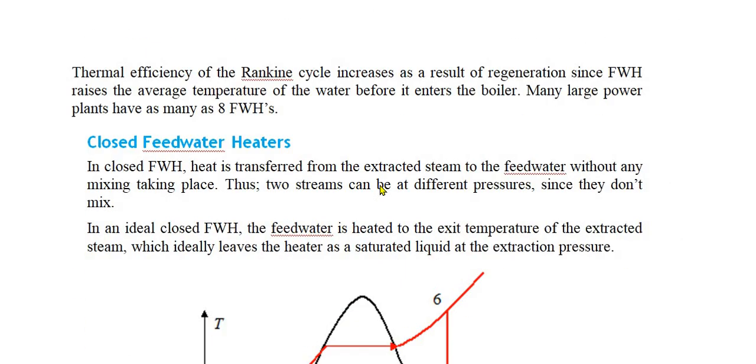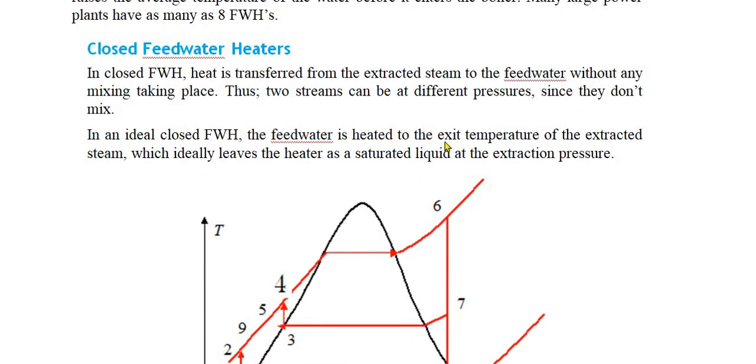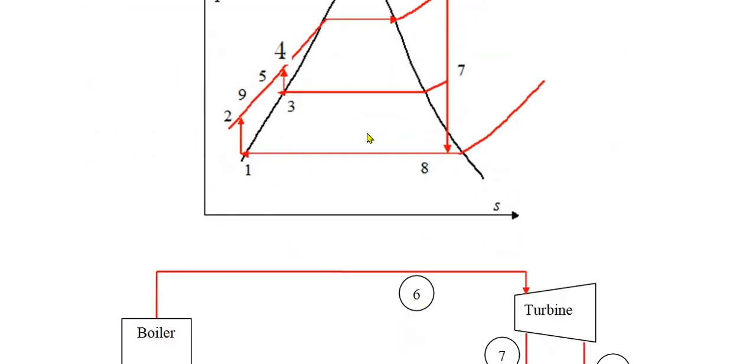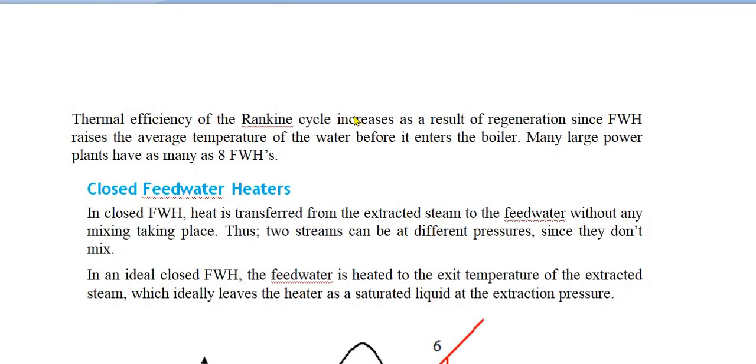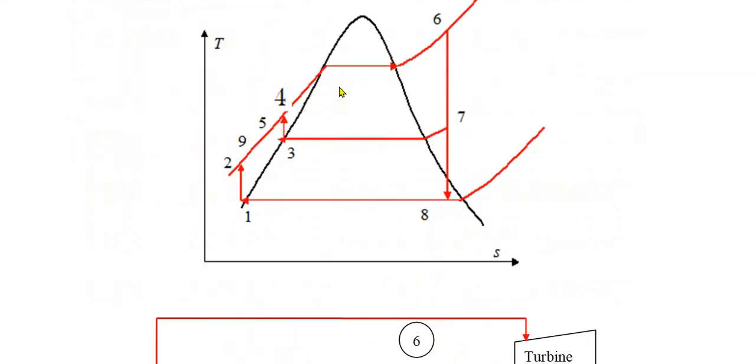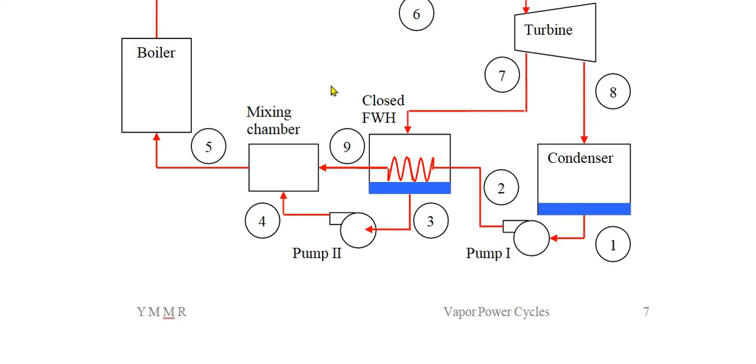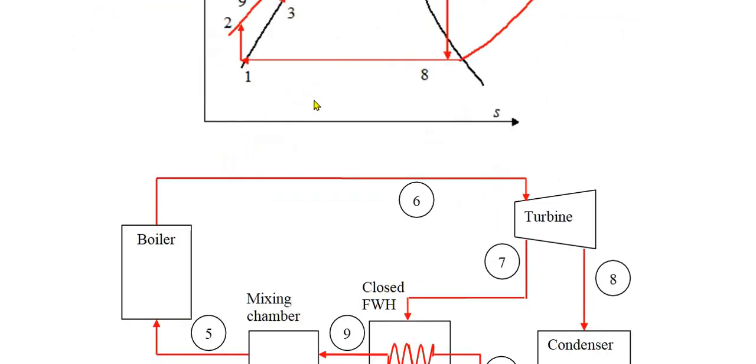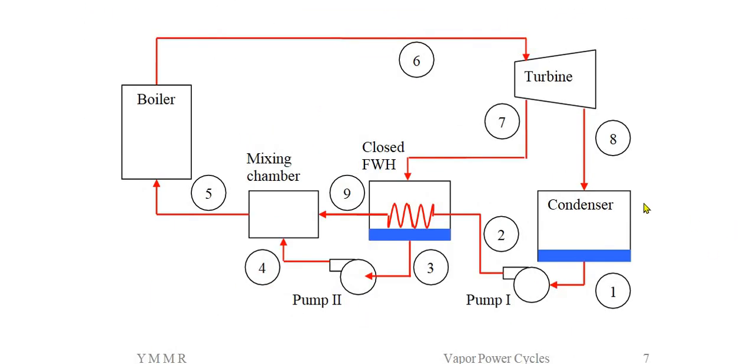Now, the second type is the closed feed water heater. In open type, there is direct mixing of water and steam taking place. But here, that problem is eliminated. Here it is a closed or indirect feed water heater. Same thing here also: after expanding the steam partially, we are trapping the steam from the turbine. Let us assume y kg is trapped here.